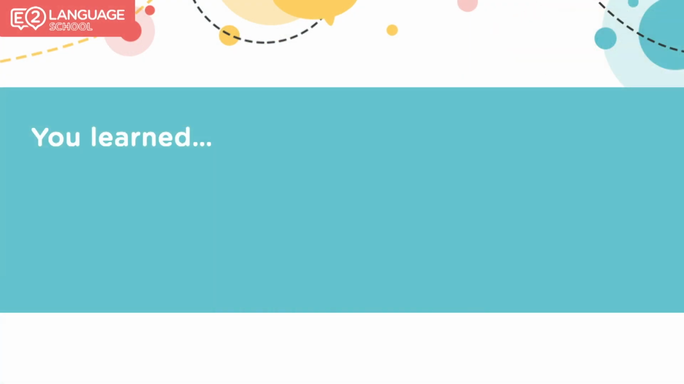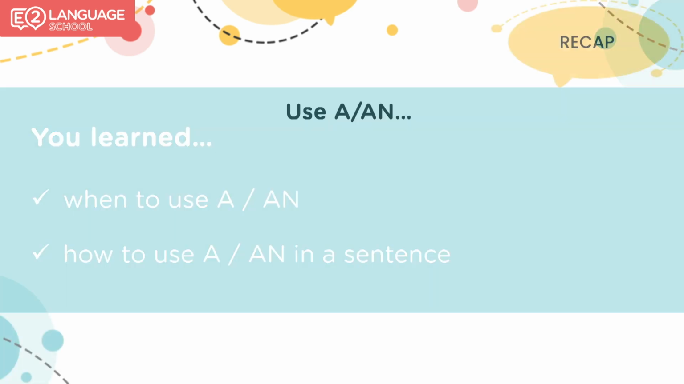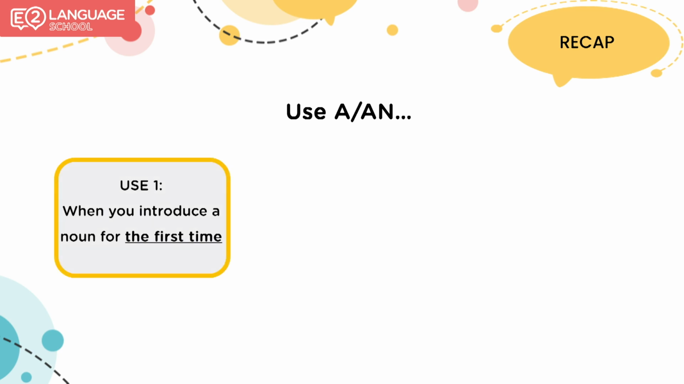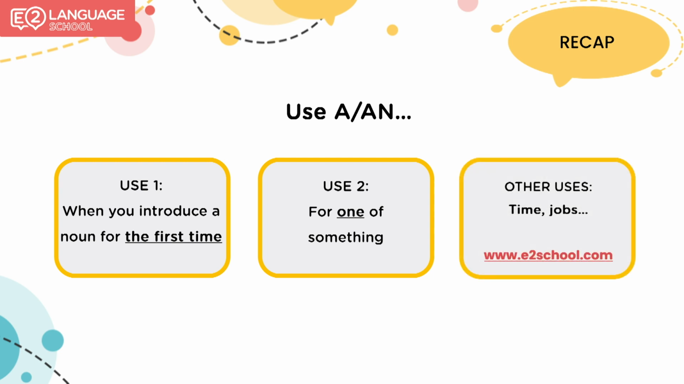Okay, so let's recap. In today's lesson, you learned when to use a and an and how to use a and an in a sentence. Here are the key points. The first use, we use a and an to introduce a noun for the first time. We use them for one of something, and then they also have some other uses, so for time, jobs, measurements. So for example, apples are $4 a kilo. And you can learn more about this on E2 School. The rule is that a and an can only be used with singular nouns.